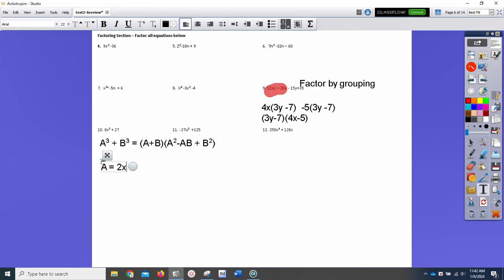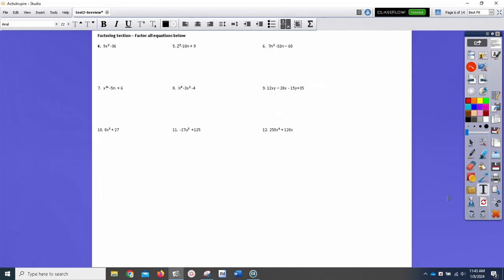A is 2x, because 2x times 2x times 2x is 8x cubed. B is 3, because 3 times 3 times 3 is 27. So everywhere I see an a, I'm a 2x, and everywhere I see a b, I'm a 3. If I take a 2x and I square it, I get 4x squared, minus, because there's a minus, 2x times 3 is 6x, plus, because there's a plus, 3 squared is 9. Done. All right, what's 11?